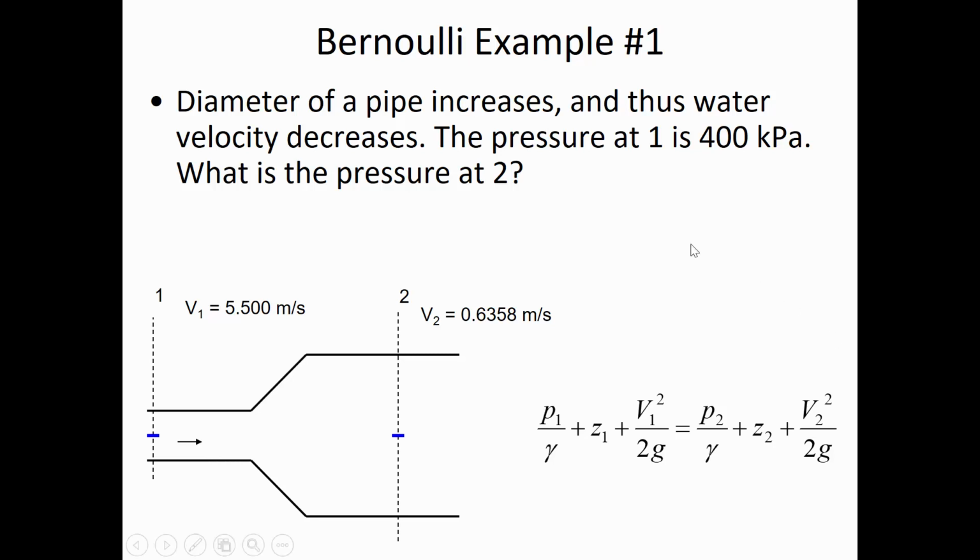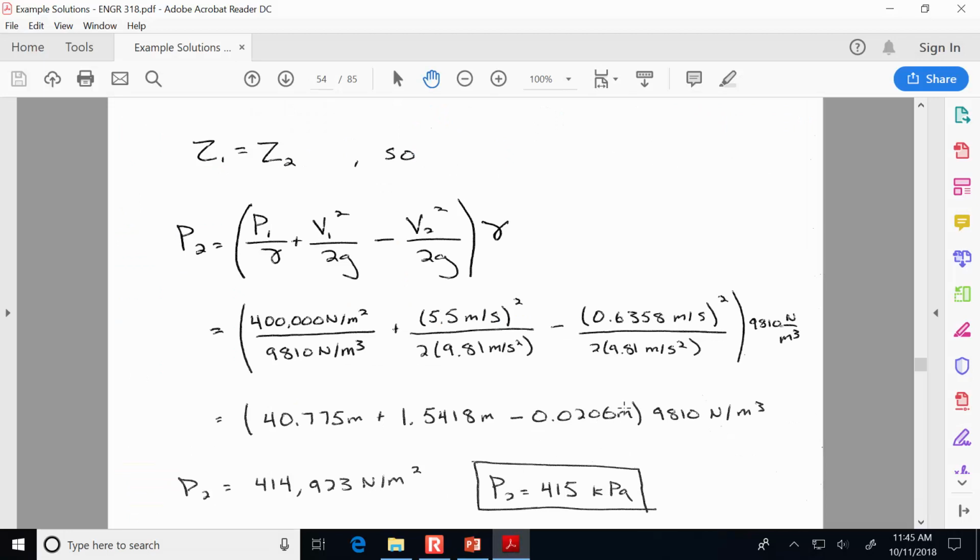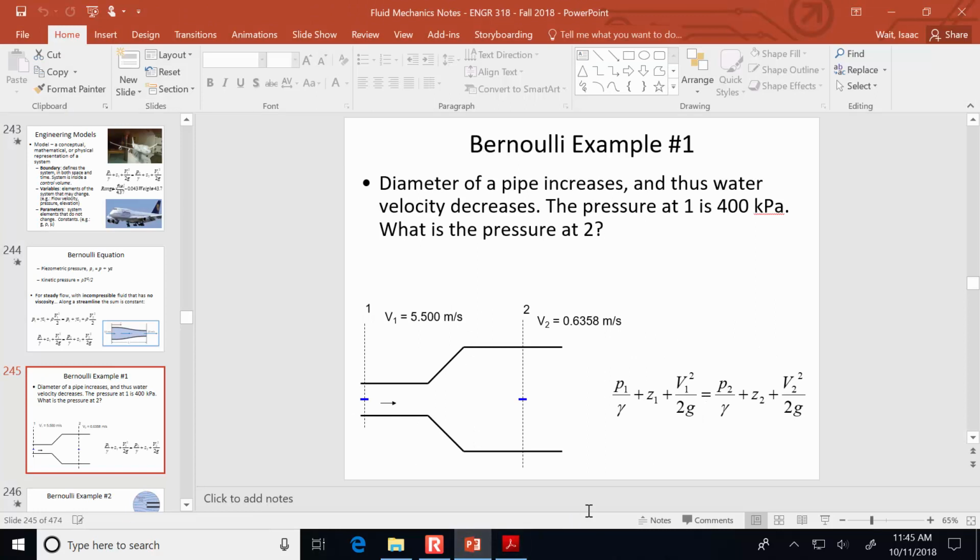Any questions about this example or the calculations that you went through to get the final answer? Yeah. If the pressure's higher at 2, wouldn't it push the flow back toward the left? That's a good question. The answer is no, it wouldn't.